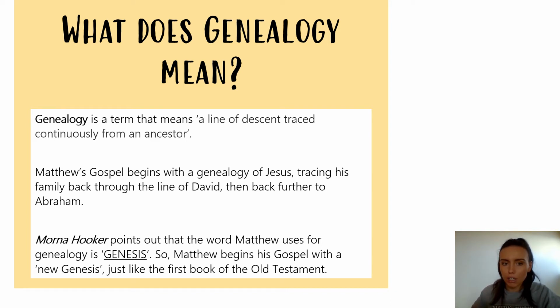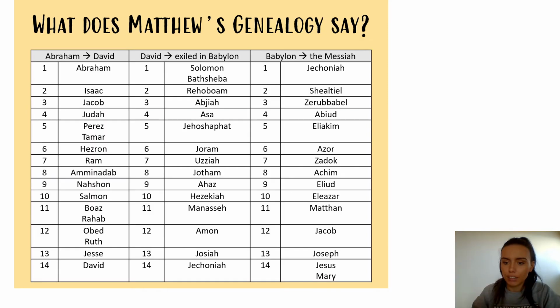So in summary, genealogy is essentially where you look at somebody's ancestry. Matthew does this for Jesus at the beginning of his Gospel, and in particular looks at how he is connected to the line of David and to Abraham. And Mona Hooker points out that the word Matthew uses for this genealogy is quite interesting in terms of what he's trying to tell us.